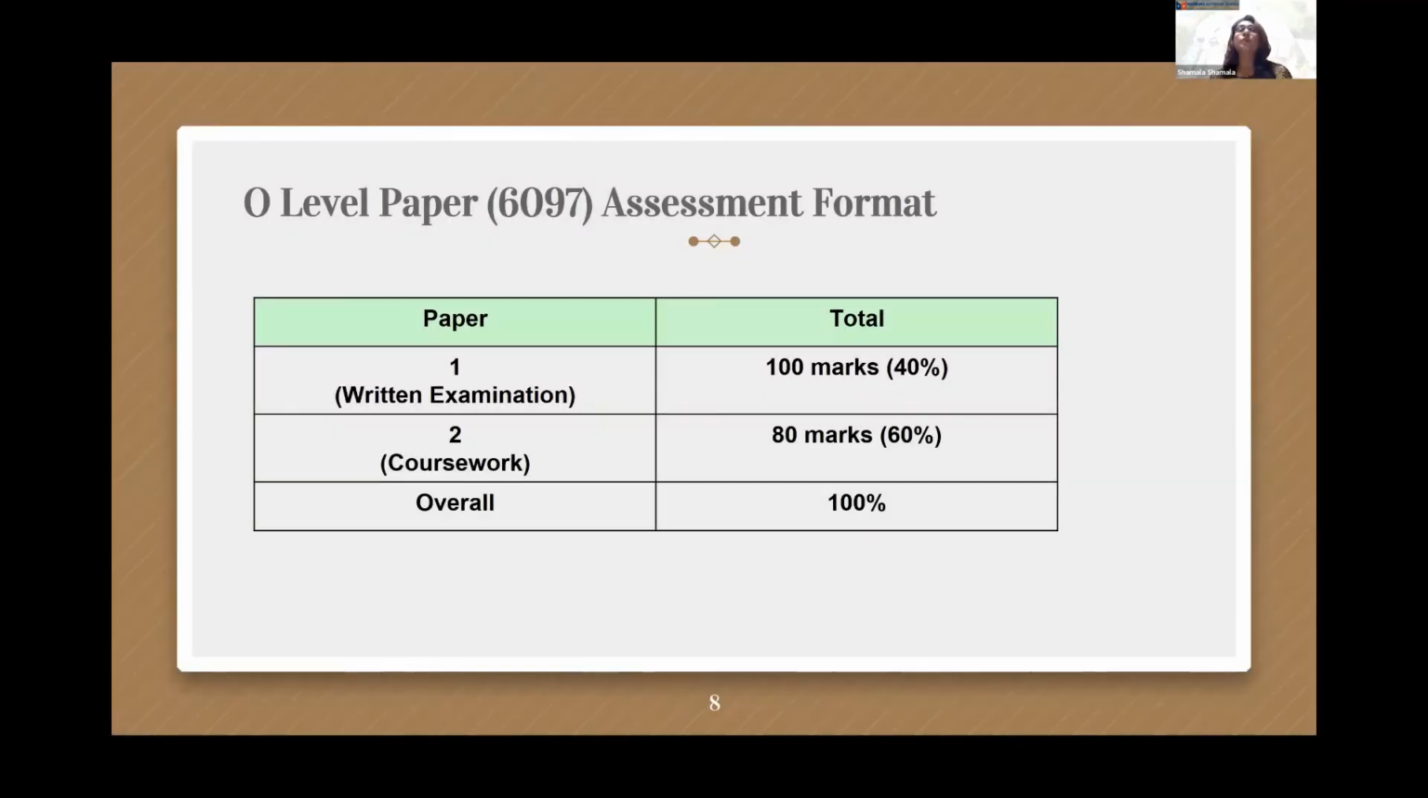Okay, now let's move on to the O-level paper assessment format, similar to normal academic paper, but now the marks for written examination is higher. It's 100 marks converted to 40%, and paper 2 coursework is 80 marks converted to 60%. So together you get your 100%.